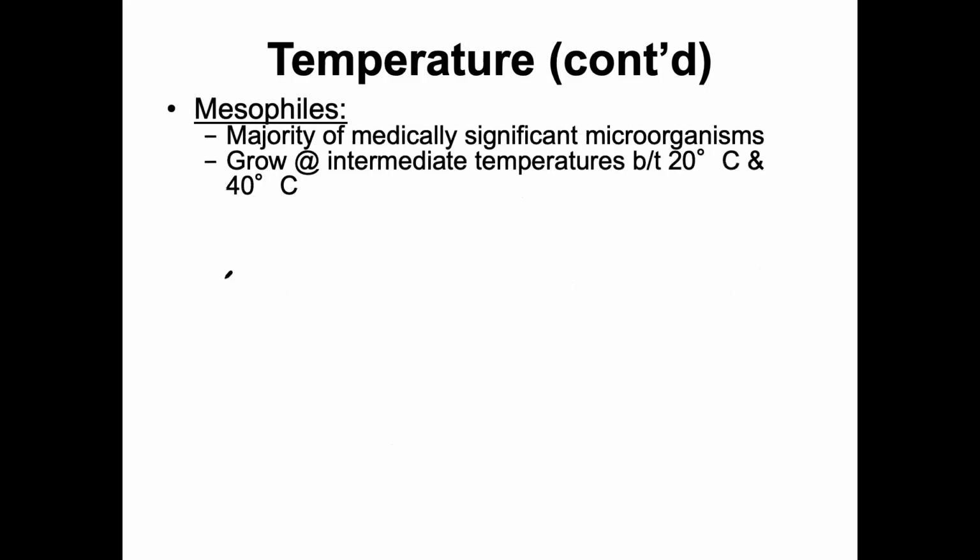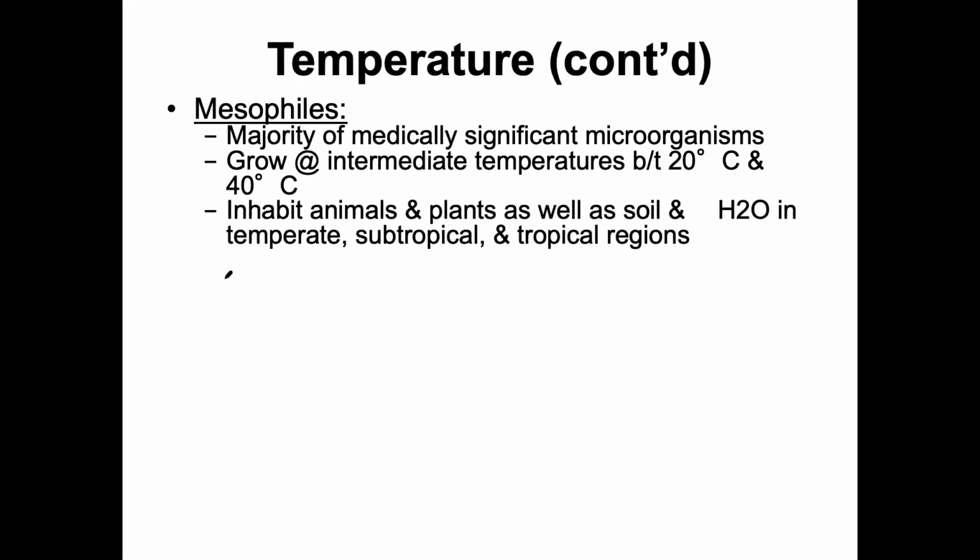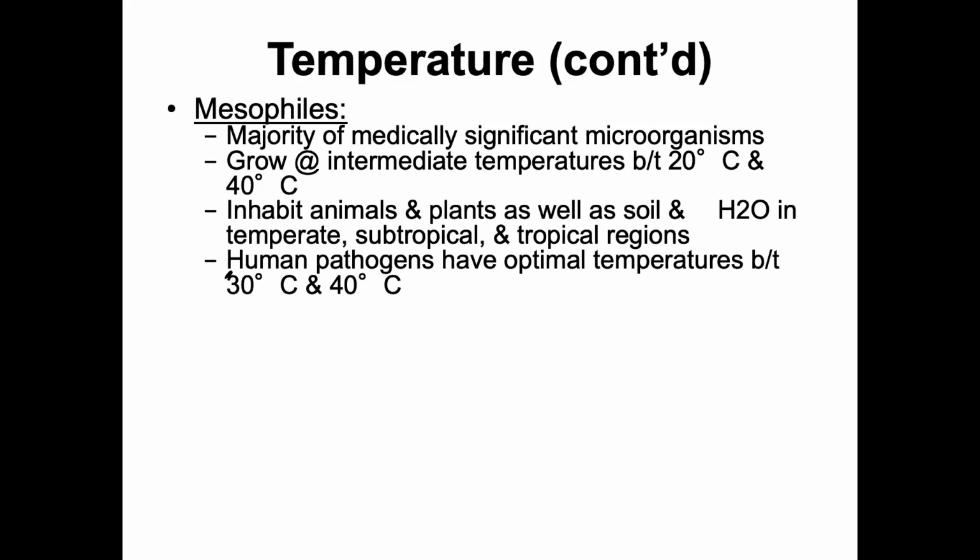Mesophiles are the ones that cause most human disease, okay? And they grow between 20 and 40 centigrade, and they live inside or on animals and plants. You can also find them in the soil in temperate, subtropical, and tropical regions. Where don't you find them? In polar regions, right? Too cold. They're not going to get on there, okay? Human pathogens are optimal between 30 and 40. So 37 is body temperature, and that is where a lot of them really do their best.